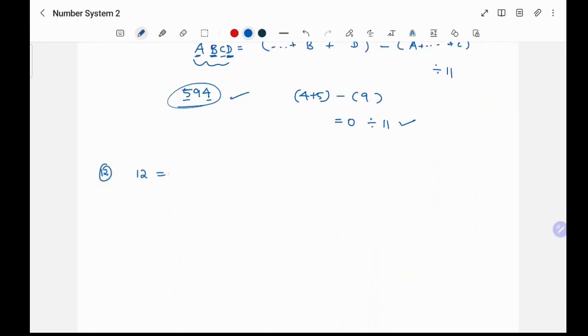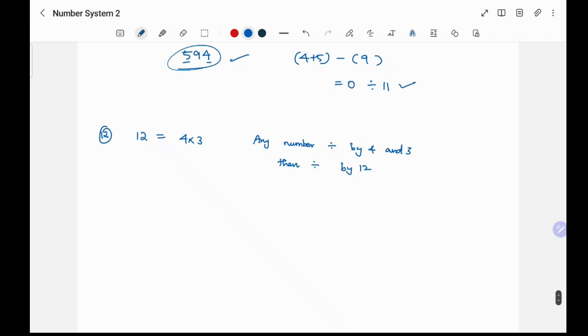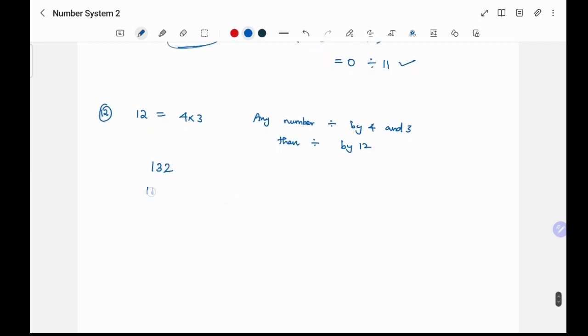12 is again simple. 12 is nothing but 4 into 3. So if any number is divisible by 4 and 3, then it is divisible by 12. Okay, for example, let's take 132. So 1 plus 3 plus 2 is 6. It is divisible by 3. Again 32 is divisible by 4. So 132 is divisible by 4. So 132 is divisible by 12.